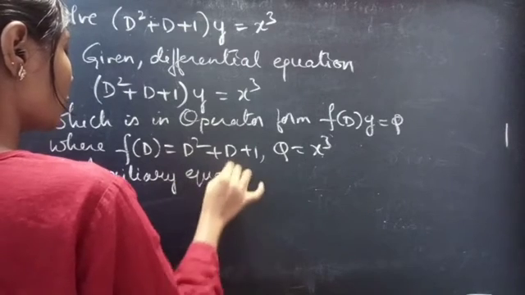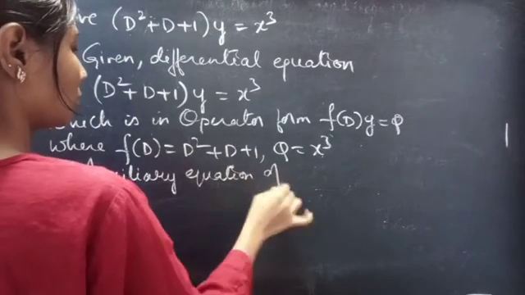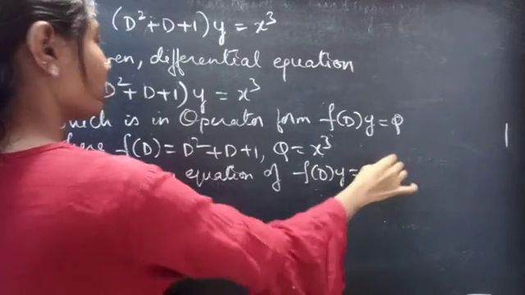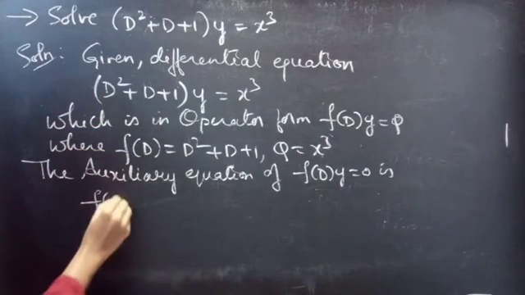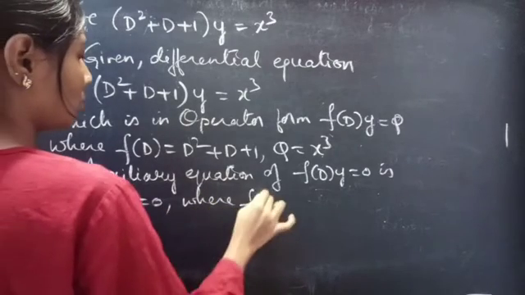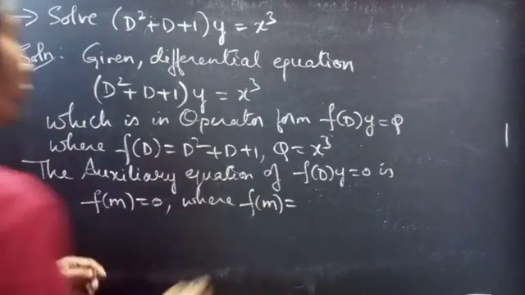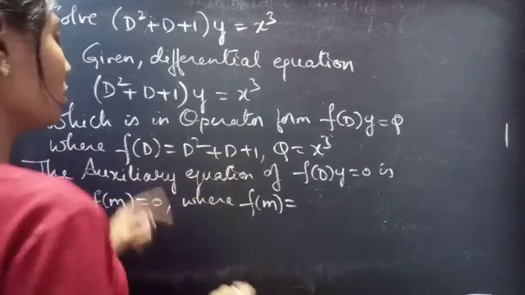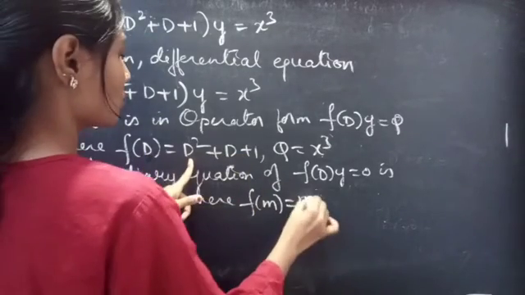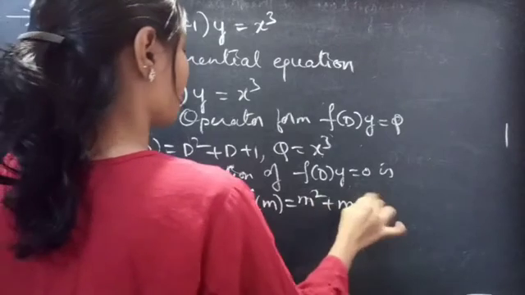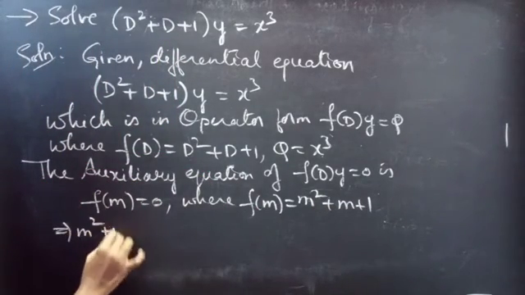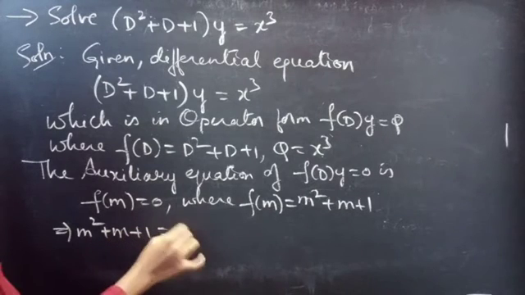The auxiliary equation of F of D into y equals to 0 is F of m equals to 0, where F of m equals to, we have F of D square plus D plus 1. Let's replace the differential operator by m, then we'll get F of m equals to m square plus m plus 1. Then our auxiliary equation becomes m square plus m plus 1 equals to 0.